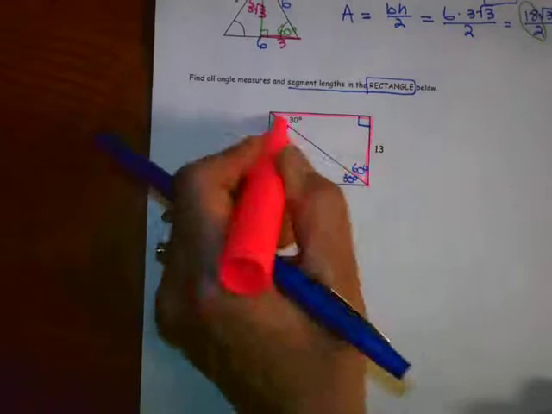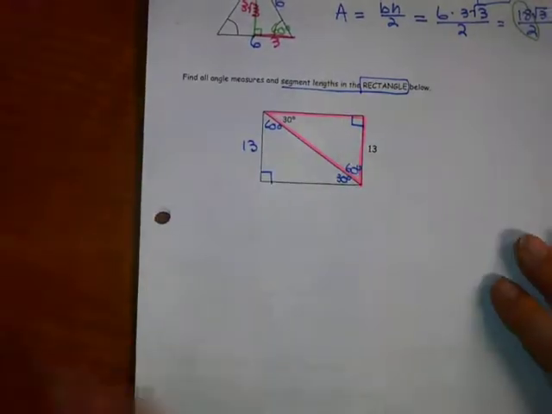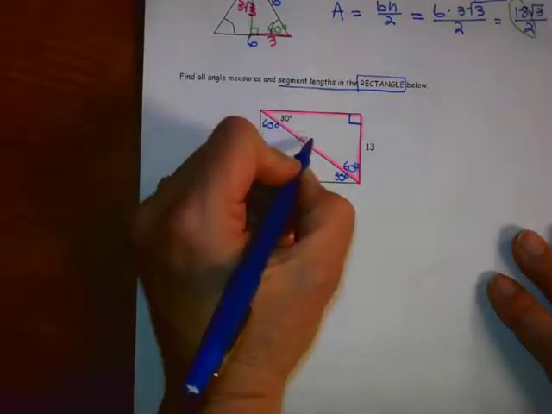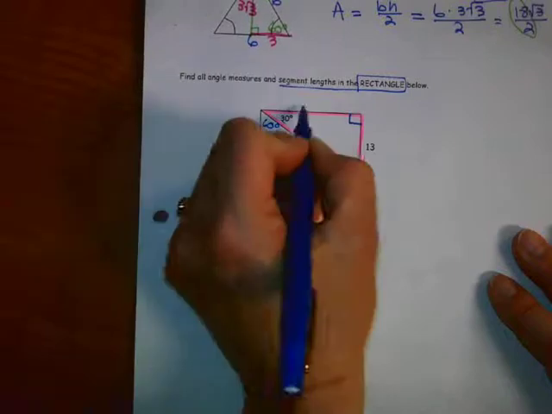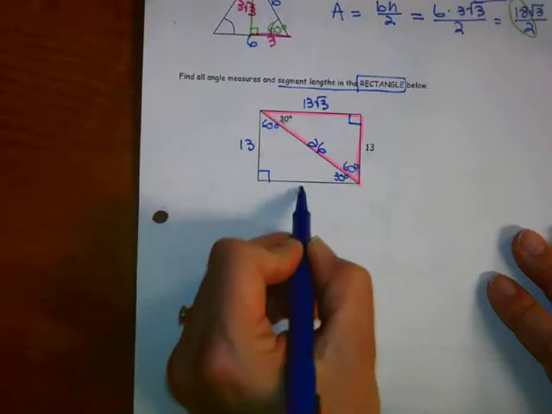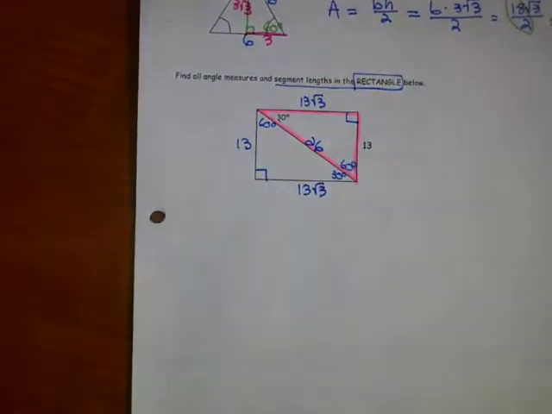Then if I just look at that side, I have a 30, 60, 90. I know what to do. So the hypotenuse is what? How long is the hypotenuse? 26. And how long is this? 13 times square root of 3. See? It's like a puzzle.